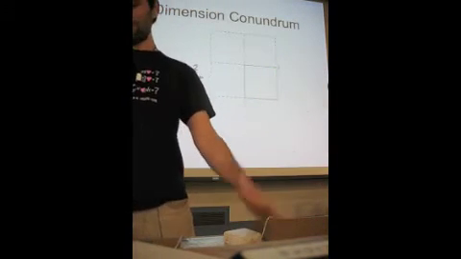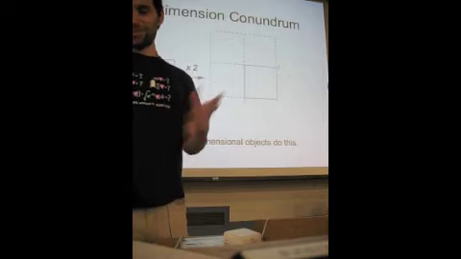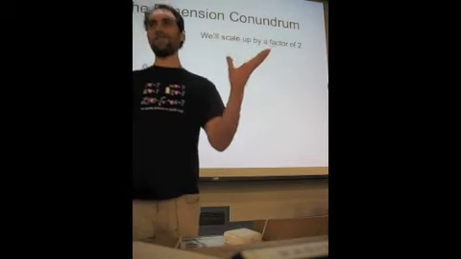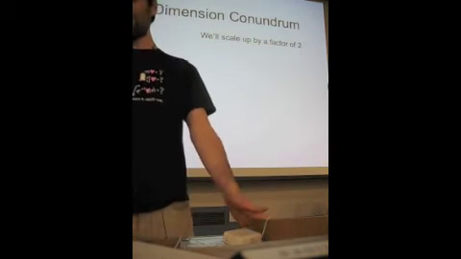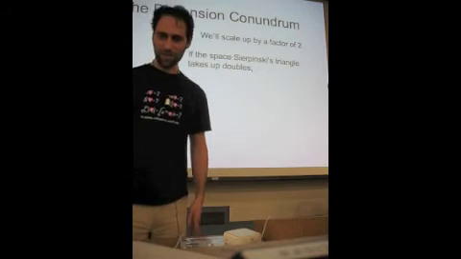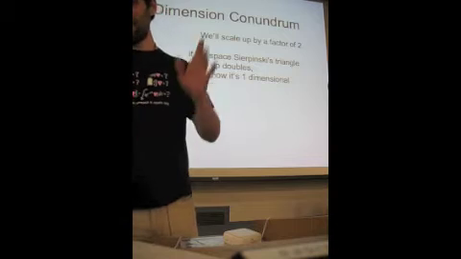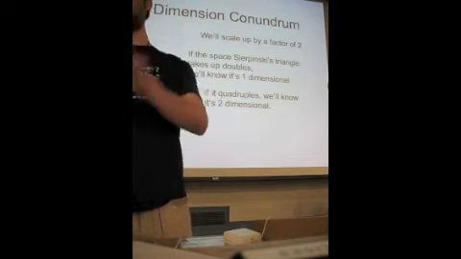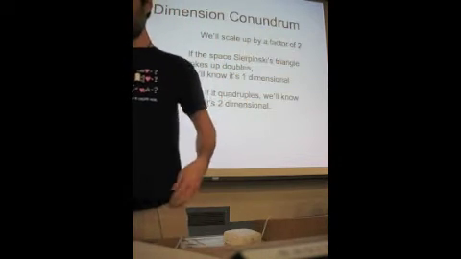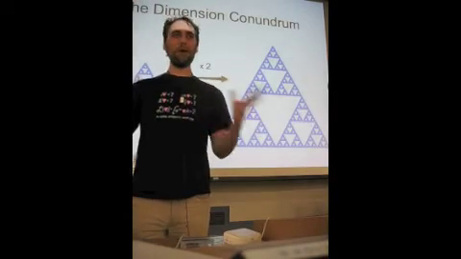So we can just check Sierpinski's triangle and see what it does. So this is great. Okay, now we have a strategy. We're going to scale it up by a factor of 2, and if the space it takes up doubles, it is one-dimensional. If the space it takes up quadruples, we know it's two-dimensional. Everyone good? So we'll do this. We scale it up by 2. What happens?